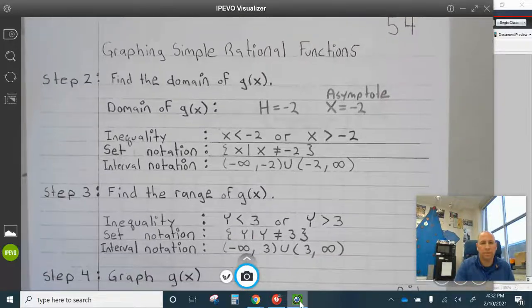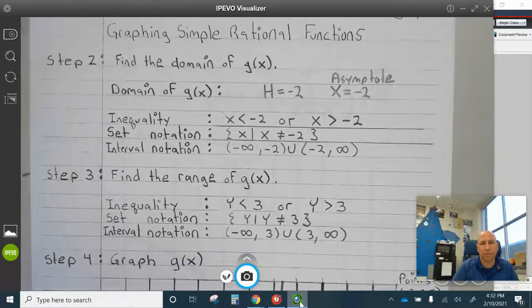Okay? Inequality is x is less than -2 or x is greater than -2. Set notation is x such that x does not equal -2, and interval notation is -infinity to -2 or -2 to infinity.